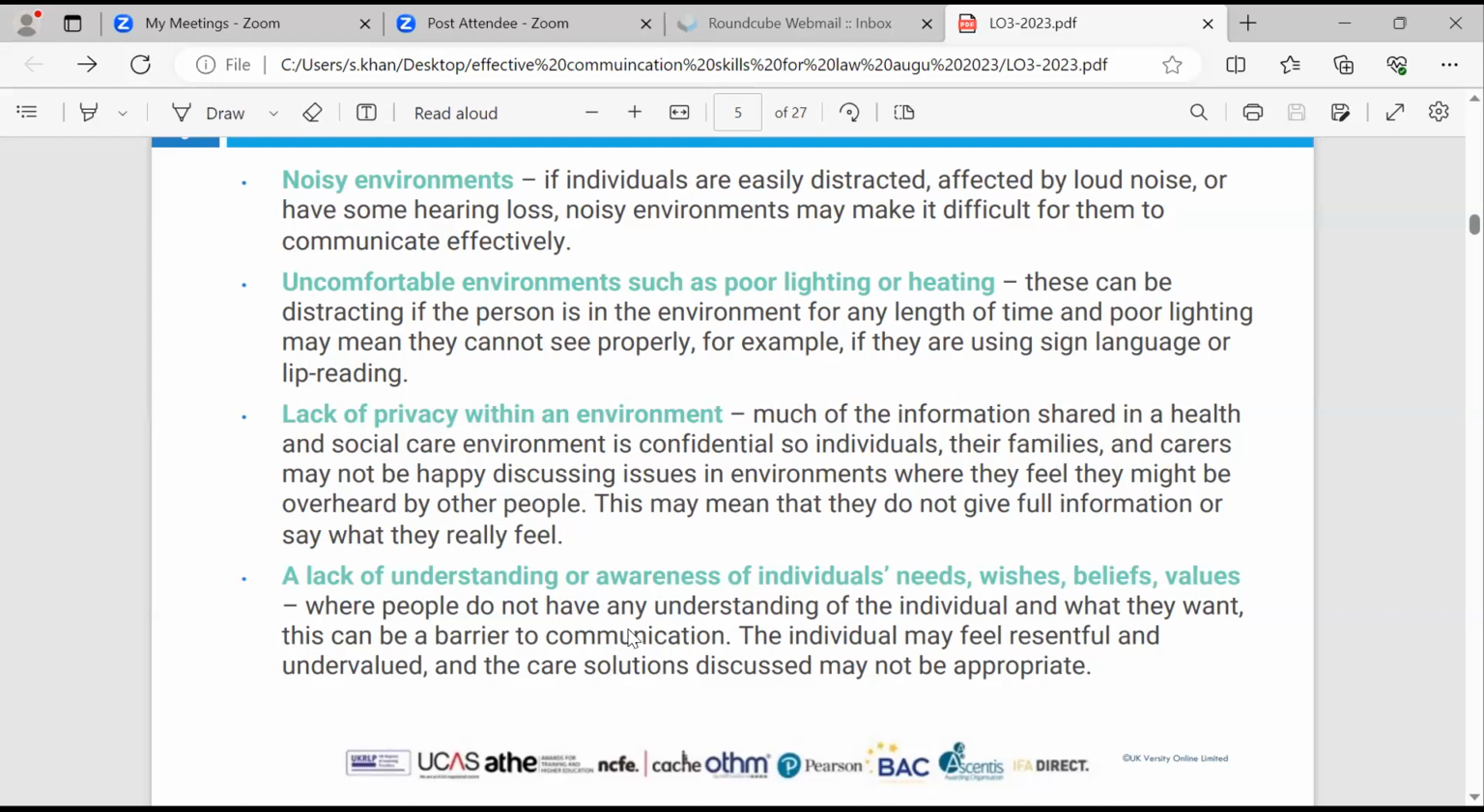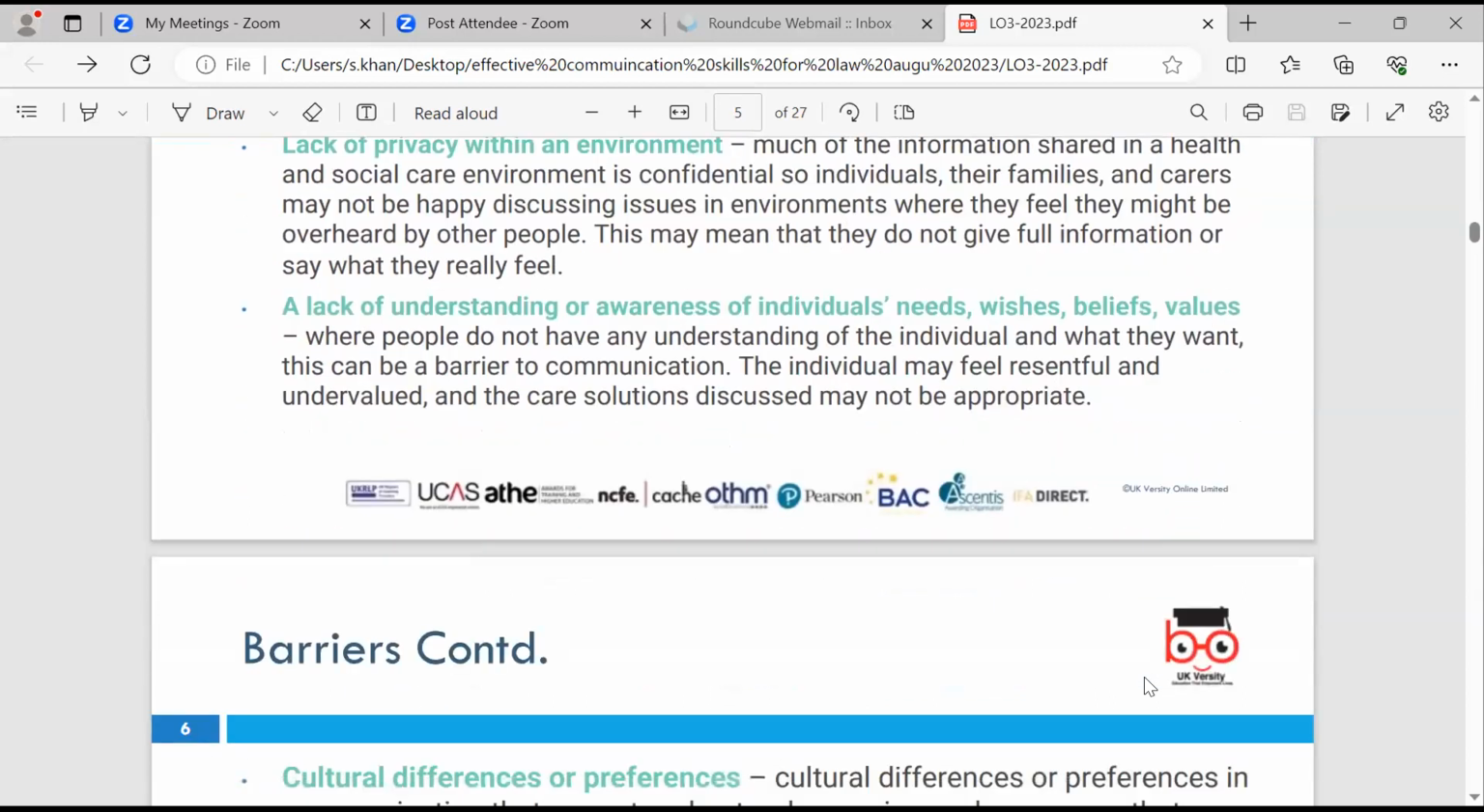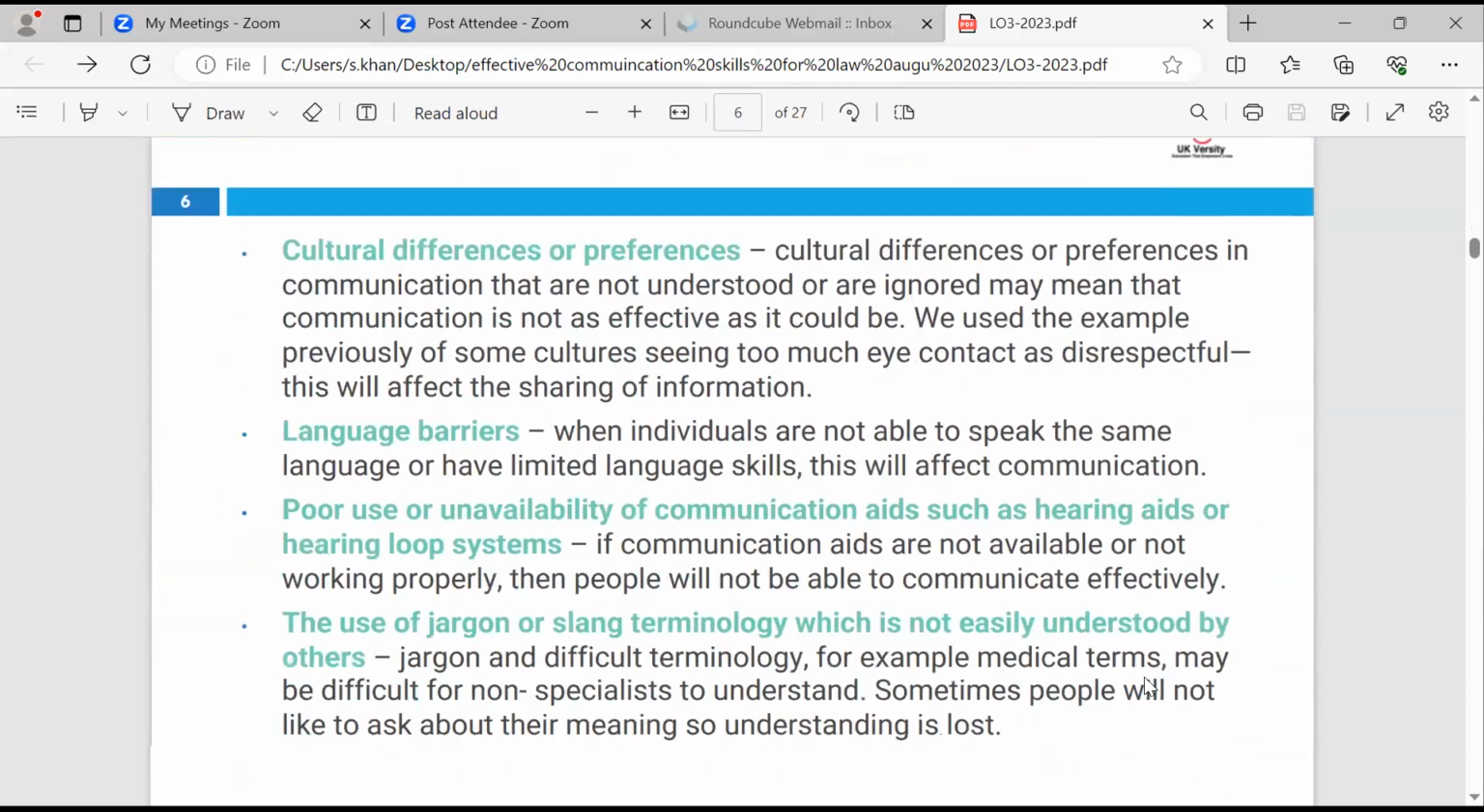A lack of understanding or awareness of individuals' needs, wishes, beliefs, and values. Where people do not have any understanding of the individual and what they want, this can be a barrier to communication. The individual may feel resentful and undervalued, and the care solutions discussed may not be appropriate. So, where they've got a lack of understanding of their beliefs, their values, you need to be there for them to support them.